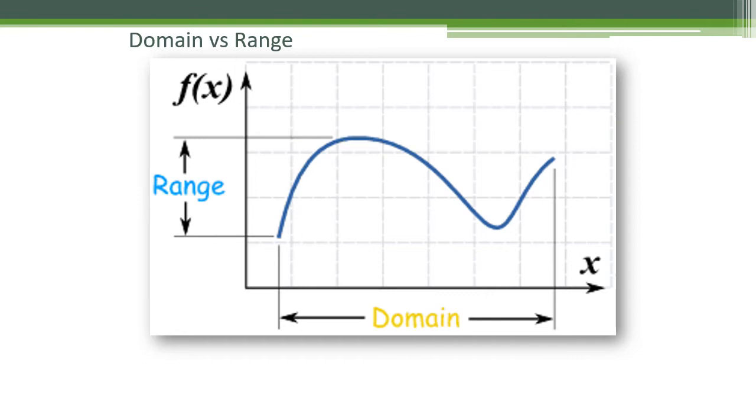Range, though, flips that. Range, we are only looking at up and down. Vertical, where does your graph exist? Where are the barriers moving up and down only? So domain, left and right, range, up and down from now on.